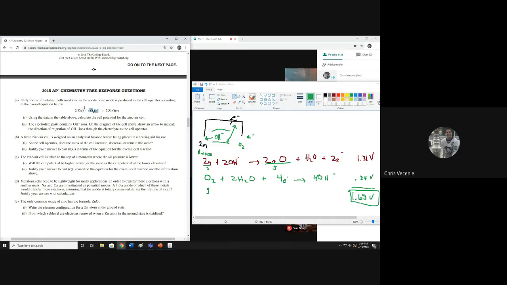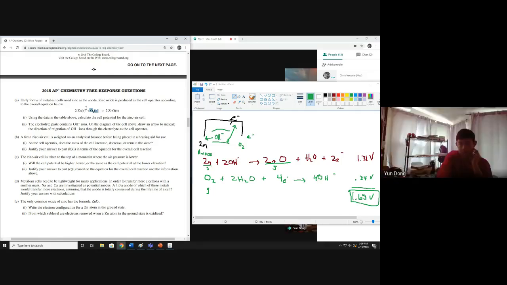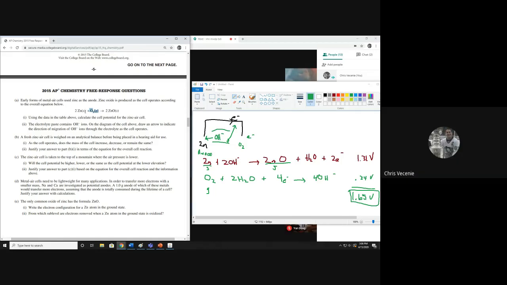That's going to cause a shift. Which direction? To the left. And if we shift opposite the way the reaction is written, what happens to your cell potential? Decrease. If you shift opposite the direction the reaction is written, it decreases the cell potential. If we shift with it, it increases it. So go ahead and write down the following for letter C. Cell potential will be lower.